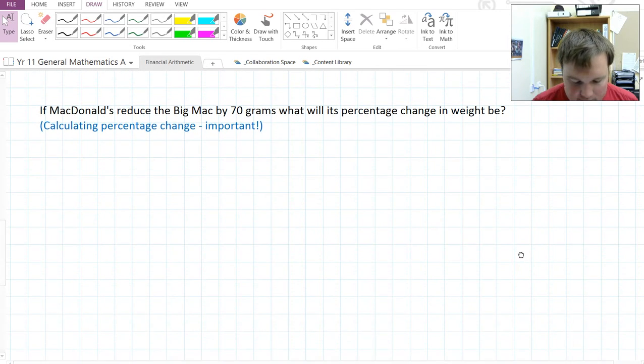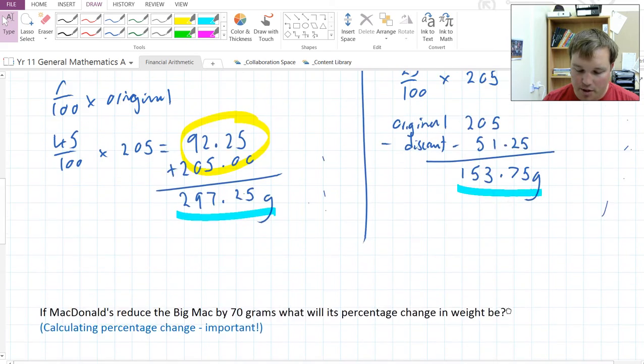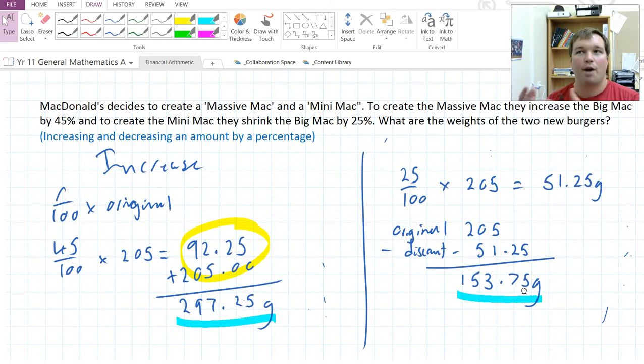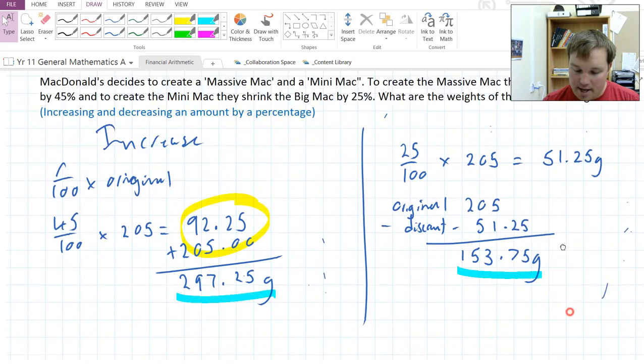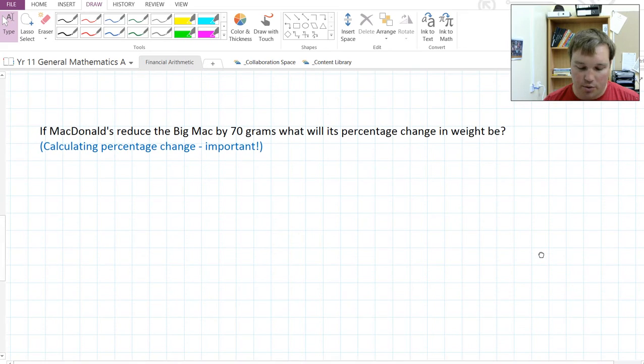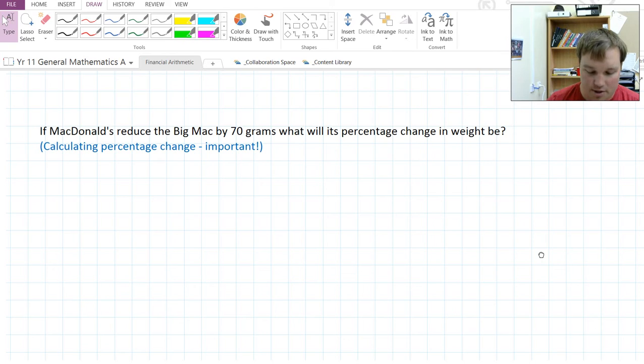Finally, calculating percentage change. So before, we've been given how much we want to change it by in terms of a percent, so increase or decrease by a percent, and then we can find out what our new value is. Here, we're told they will reduce the Big Mac by 70 grams. What will its change in weight be? This is called calculating percentage change.